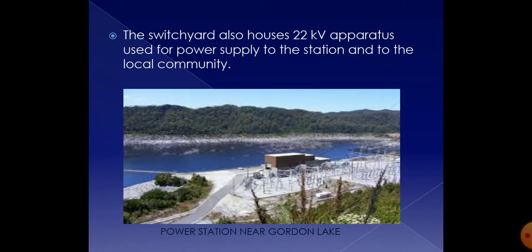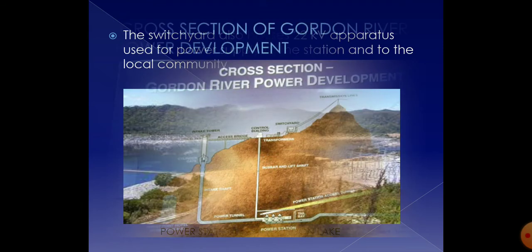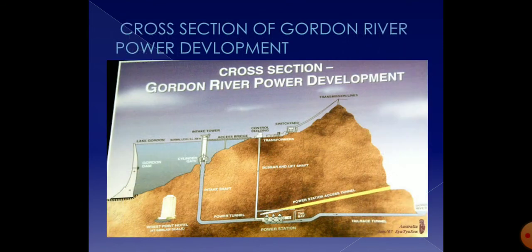The switchyard also houses 22 kilovolt apparatus used for power supply to the station and to the local communities. Here in the picture you can see the power station near Jordan Lake. Now, in this picture you can see the cross section of the Jordan River power development.